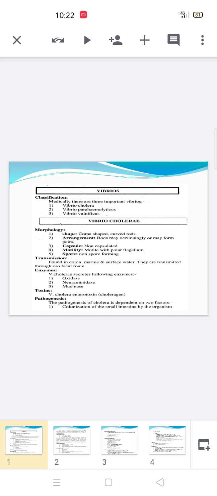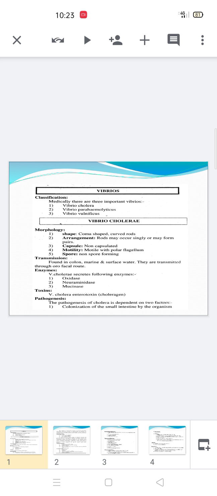Now, three medically important strains are observed: Vibrio cholerae, parahaemolyticus, and vulnificus. The first one, Vibrio cholerae, is the most medically important species in this group.